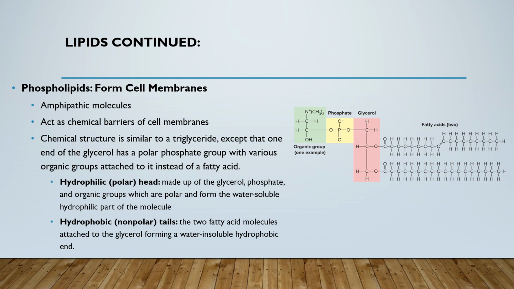Phospholipids are the primary components of cell membranes. They are amphipathic molecules that contain both a polar and nonpolar region. They act as chemical barriers controlling what enters and exits the cell. They are similar to triglycerides, but with a key difference. Instead of 3 fatty acids, 1 fatty acid is replaced by a polar phosphate group with various organic groups attached.